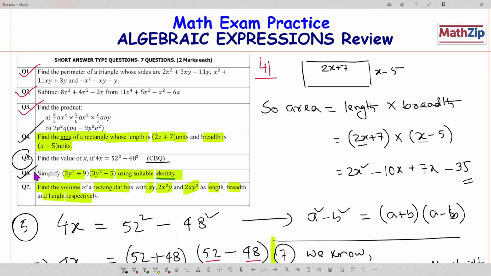If you solve these kinds of questions, you will get 2 marks for each question. This is good practice for algebraic expressions, especially as it includes geometry. So don't neglect it. Once you face this kind of practice problem, you should solve it.